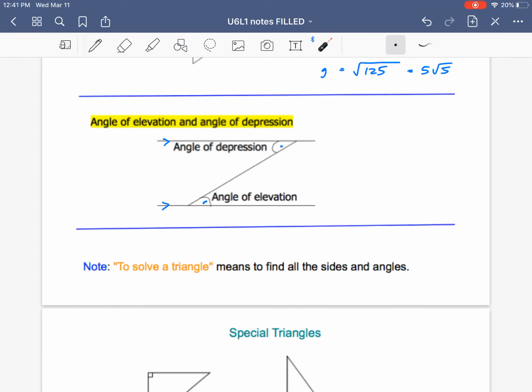One more thing on here is that solving a triangle means finding all the sides and all the angles, right? So to fully solve a triangle, you find all the side lengths and all the angles.